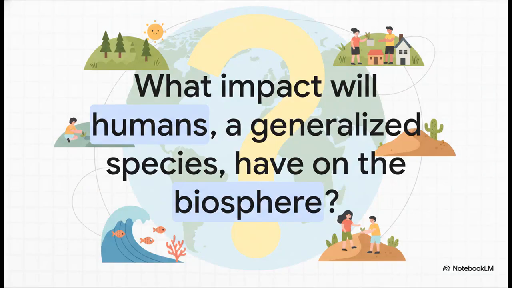Which brings us to one last really big question to leave you with. You can make a very strong case that humans are the ultimate generalist species. We've learned to survive in almost every environment on Earth. So now that we understand a little more about how these delicate systems work, what does our incredible success mean for the future of that thin, fragile biosphere? It's definitely something to think about.